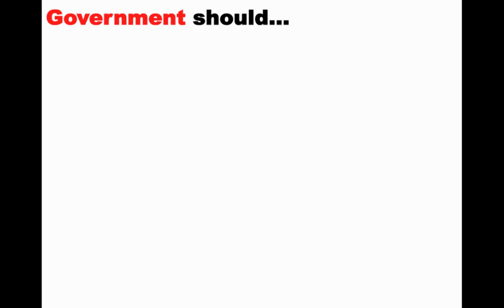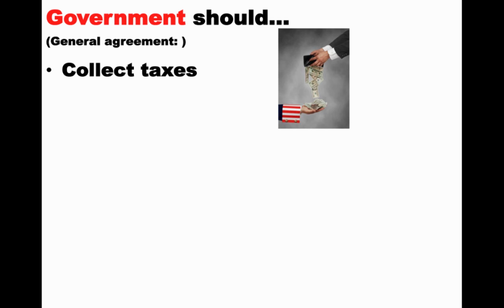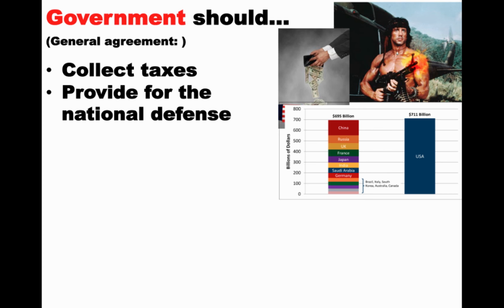Now, in spite of your political beliefs, there is general agreement that government should do the following. One of those things is collect taxes, and those taxes are going to be used to pay for various goods and services. One of the most important, and one of the most expensive, is to provide for the national defense. The United States spends, over the last few years, anywhere between $600 to $700 billion a year on defense, and you can see that's much more than many other countries combined.